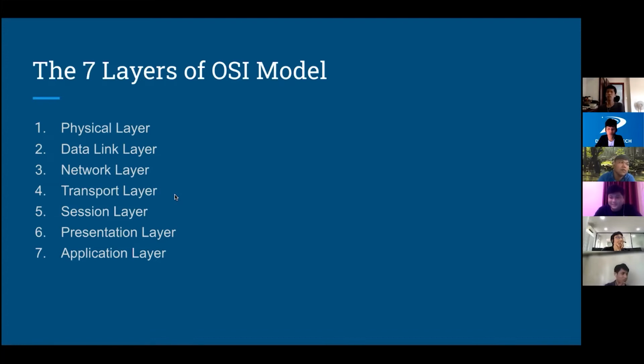Hello. Yes, hello. For this topic, we talk about the OSI model for network architectures. I just want to know what the advantages are when we use the OSI model, and what the disadvantages are when we use the OSI model.